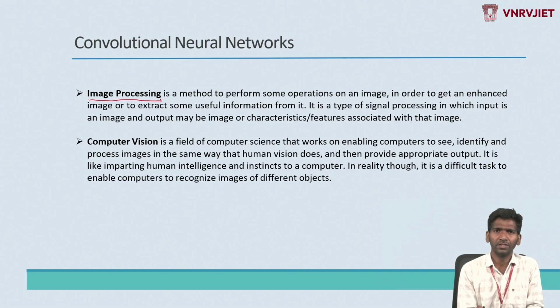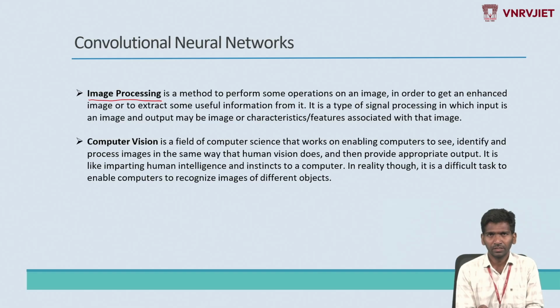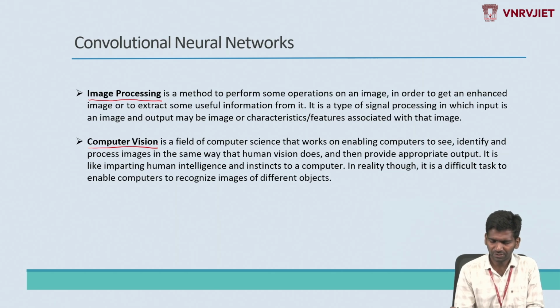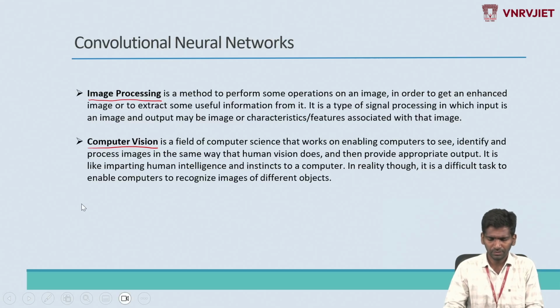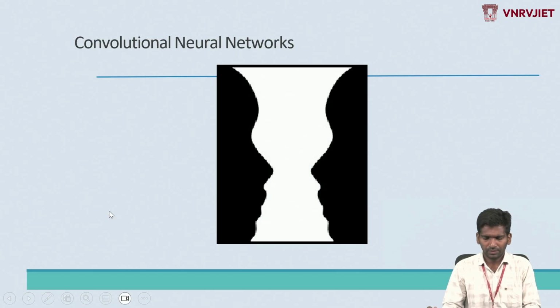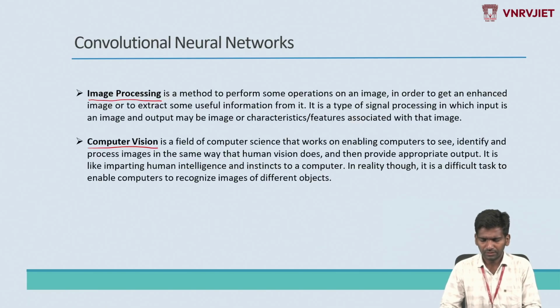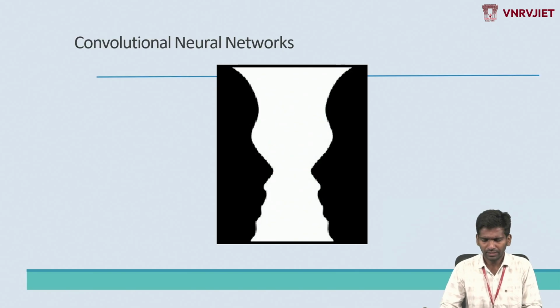In image processing, we will use the CNN concept for resizing images, filtering images, applying filters to the images, cropping, everything. All those come under image processing. Next, one of the applications of CNN is computer vision. In computer vision, we enable computers to think like a human and respond like a human.